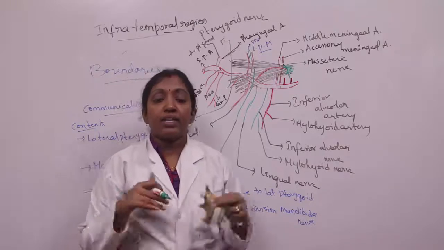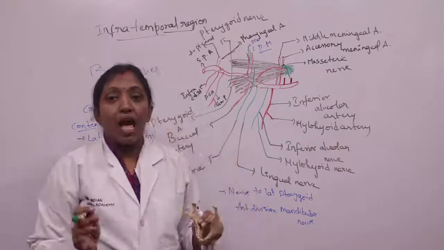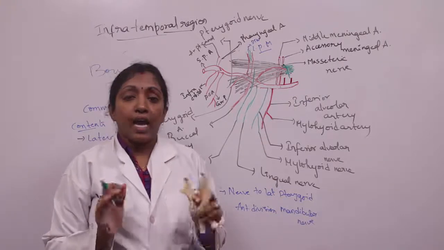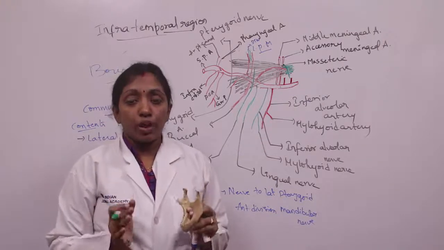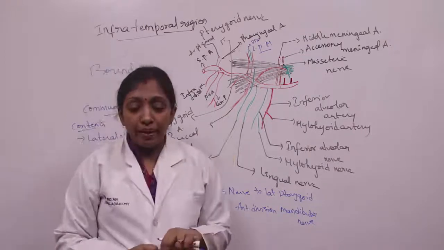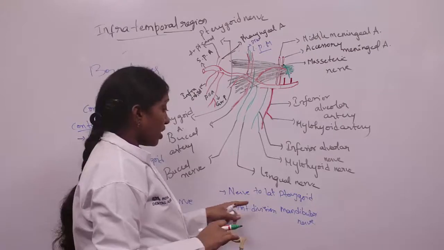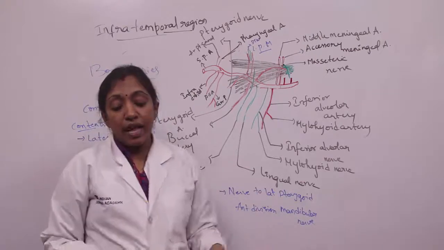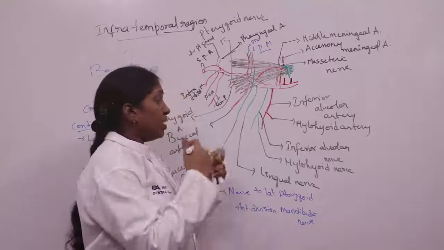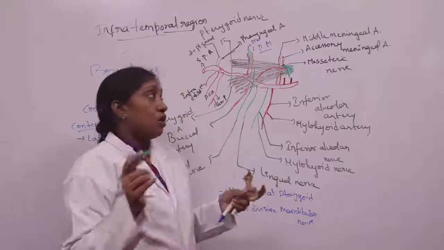And coming to the actions, it helps in the depression of the mandible, and both medial pterygoid muscle and lateral pterygoid muscle help in protrusion of the mandible. Both medial and lateral pterygoid muscles alternatively help in side to side chewing movements of the mandible. And the lateral pterygoid muscle is supplied by the nerve to lateral pterygoid, which is a branch of the anterior division of the mandibular nerve.